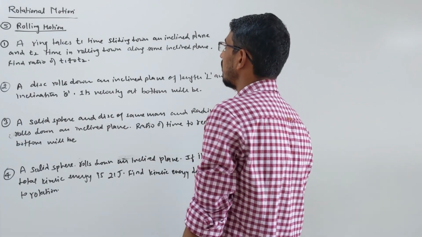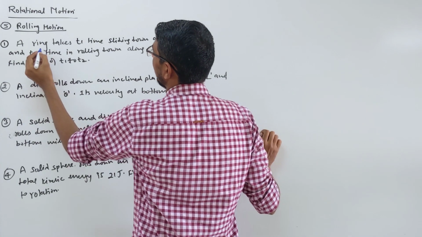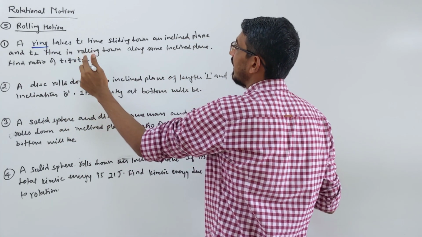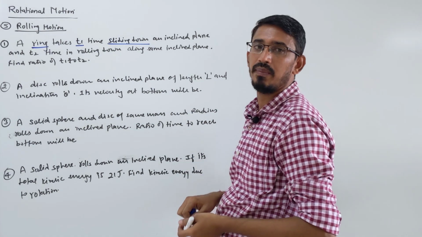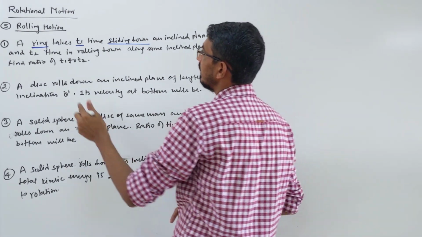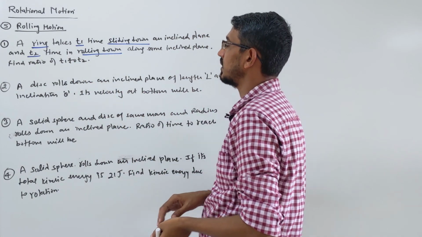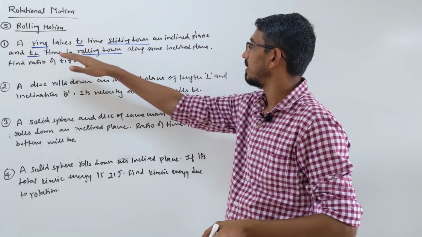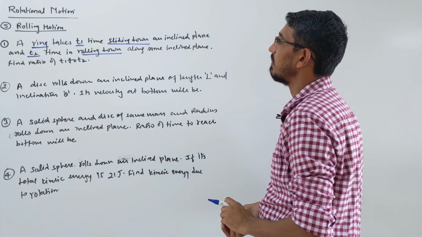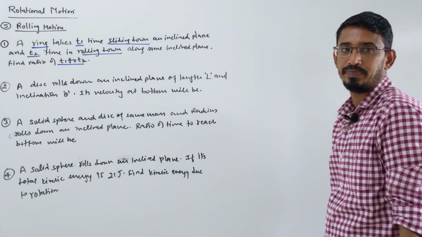So here we have a few problems based on rolling on an inclined plane. Look here: a ring takes t1 time in sliding down an inclined plane, and t2 time in rolling down the same inclined plane. So for sliding the time is given as t1, and for rolling the time is given as t2. Find the ratio of t1 to t2.